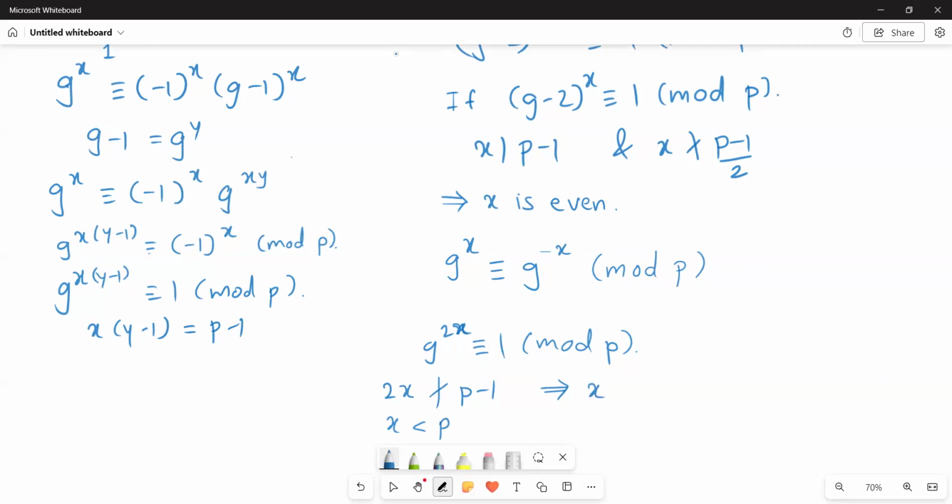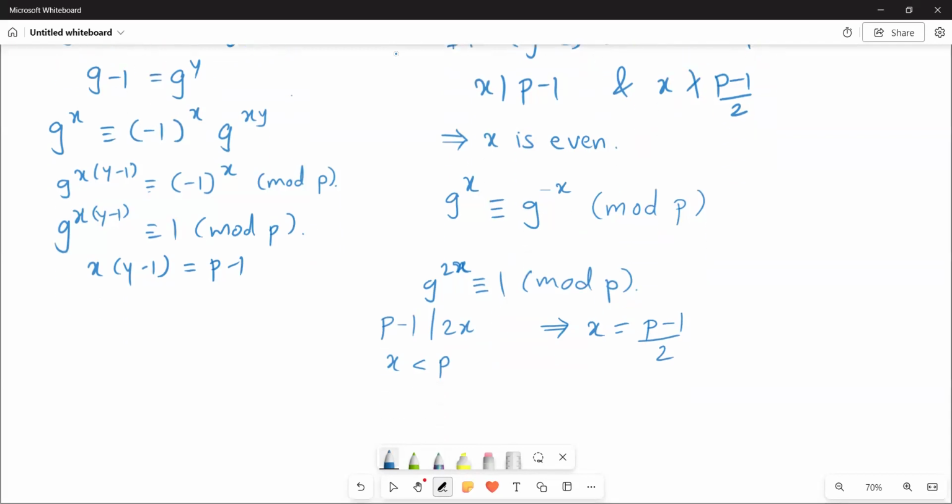Wait, but 2x has to divide. Wait, how does this force x to be this? No, p minus 1 must divide 2x. Why? Because g is a primitive root. Correct, sorry. P minus 1 divides 2x. Yes. And because x is less than p, its maximum value is 2p minus 2. Yes, correct. So either x is equal to p minus 1 over 2 or x is equal to p minus 1. Yes, correct. Very good.